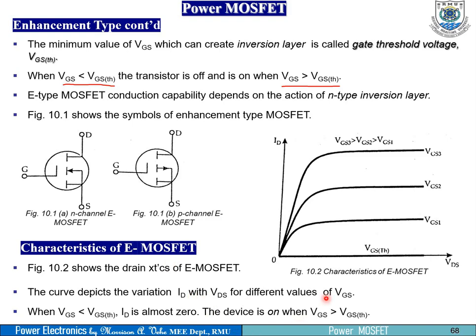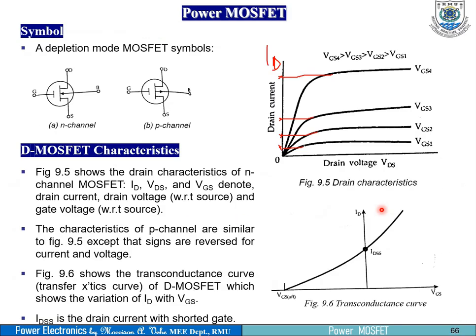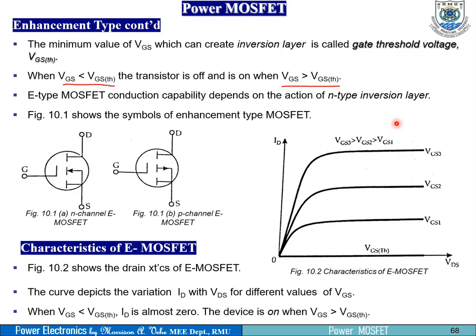Alright, so figure 10.2 is going to help us appreciate the characteristics. You realize that this curve is basically this one that I've marked here. The same thing, but there is a bit of explanation we can do. The curve depicts the variation of the drain current with drain source voltage VDS for different values of VGS, the gate source voltage. So it is the curve of ID versus VDS at varying gate source voltage.